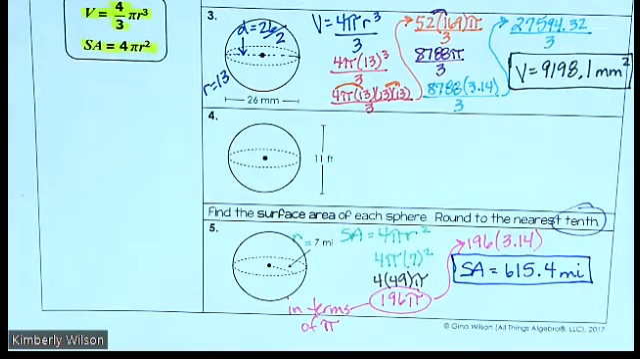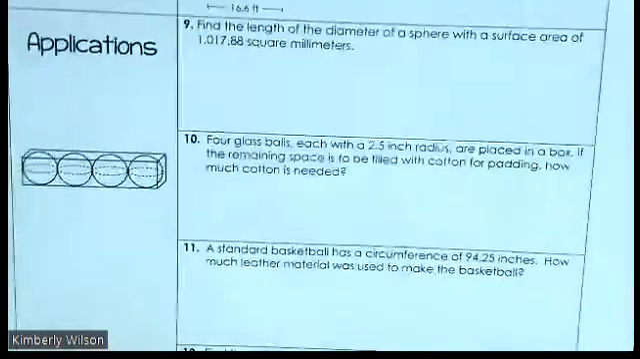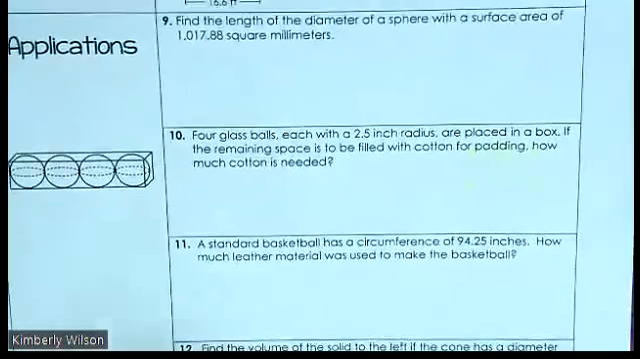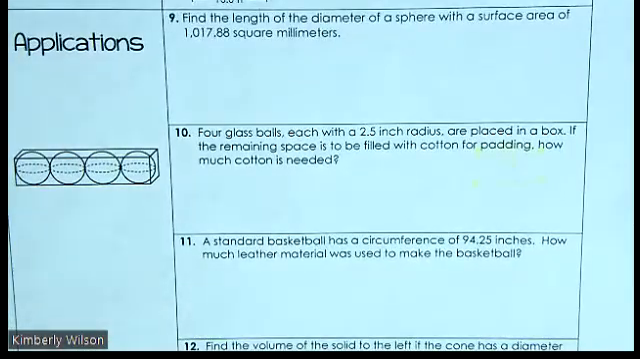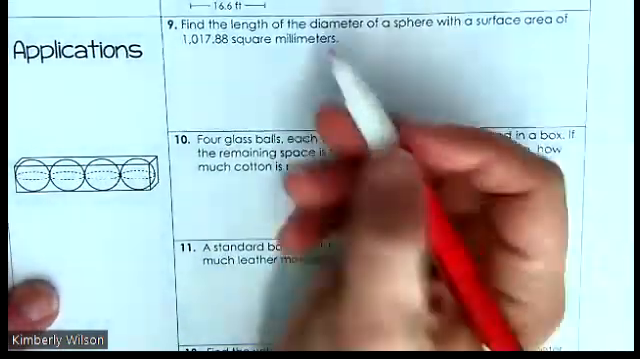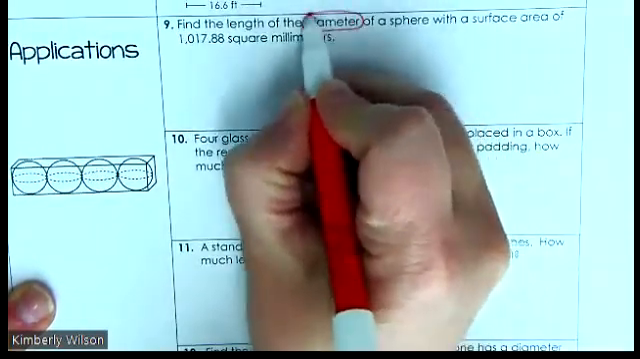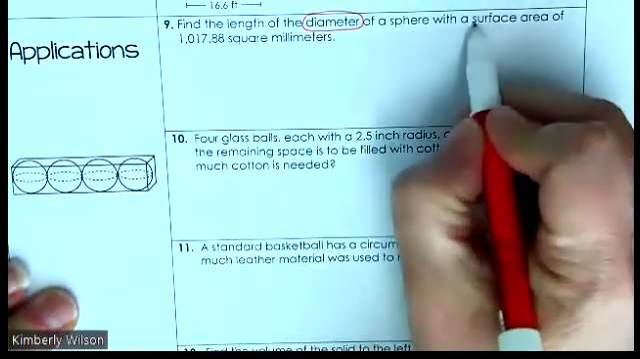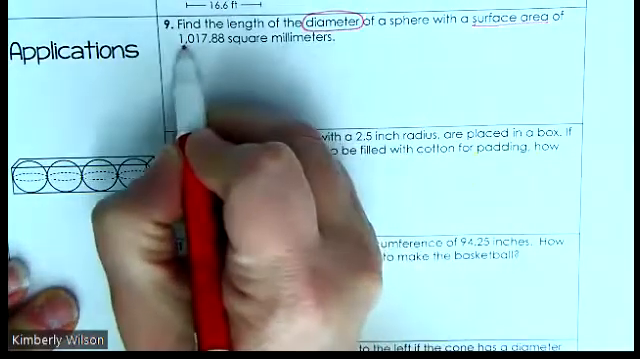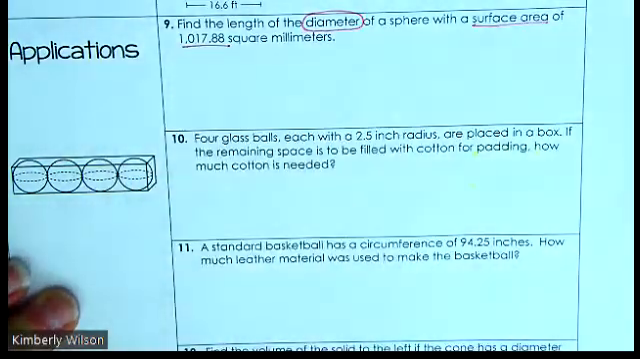Okay. Here we go. Next page. Now we're going to look at some word problems with spheres. Flipping it over. So let's look at number 9. Okay, we read the problem. Find the length of the diameter. So I'm looking for the diameter. So I'm going to circle that with a surface area of this number here. So we know what the surface area is.